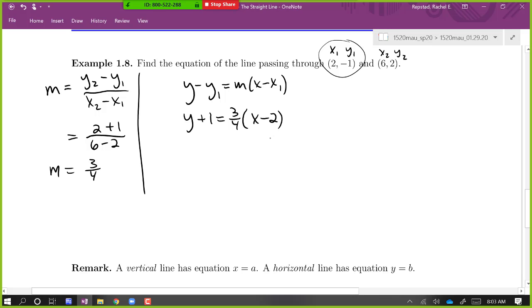Now, this question just says find the equation of the line. We did. There's the equation of a line. In this case, I've got it written in that point slope form. If it doesn't specify, it's okay to leave it there. If you like, or if it asks you to put it in, say, slope-intercept form, all we do is solve it for y. We distribute the slope.